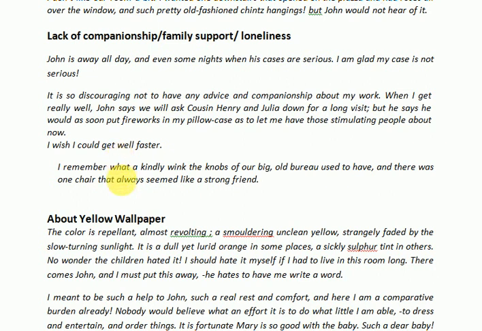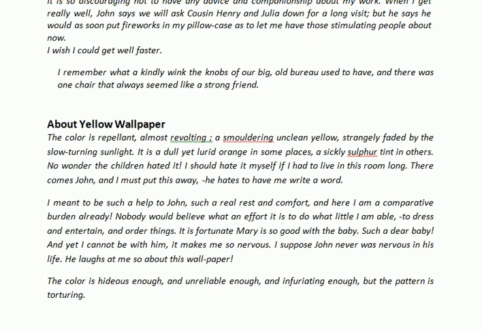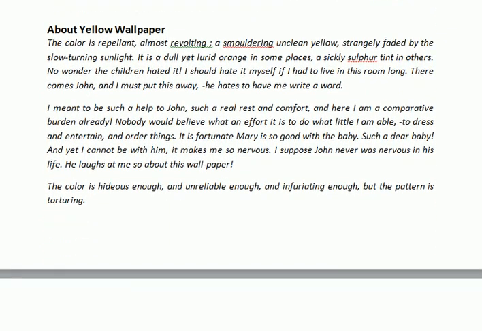And there is another instance that shows there is a lack of companionship. This was the case when she says that there was one chair that always seemed like a strong friend. So a moment occurred when she started finding friendship in inanimate objects like the chair and the old bureau, which also conveys that she does not have any companionship in the real world in the form of real human beings.